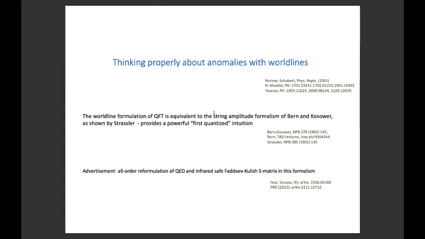And so this worldline formalism, for those who are not familiar with it, I'm going to discuss it. It's equivalent to the string amplitude forms of Bern-Kosower, which has been used to compute perturbative amplitudes very efficiently. And it's very nice because it provides a first quantized intuition of perturbative QCD or sort of any theory, gauge theory in particular, in general.